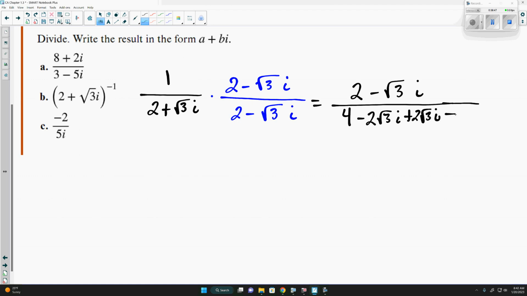minus, because I think we're good all the way up to that point, yes? Square root of 3i times negative square root of 3i, positive times a negative is a negative. Square root of 3 times square root of 3 is 3. We could say the square root of 9, which is going to reduce to 3, or the square root of 3 squared, which is still just 3. And i times i is i squared.